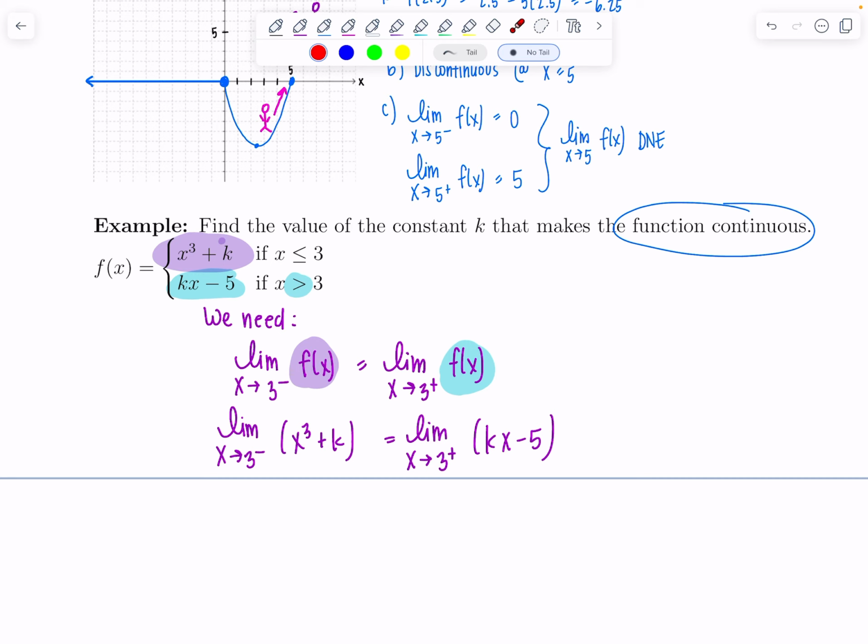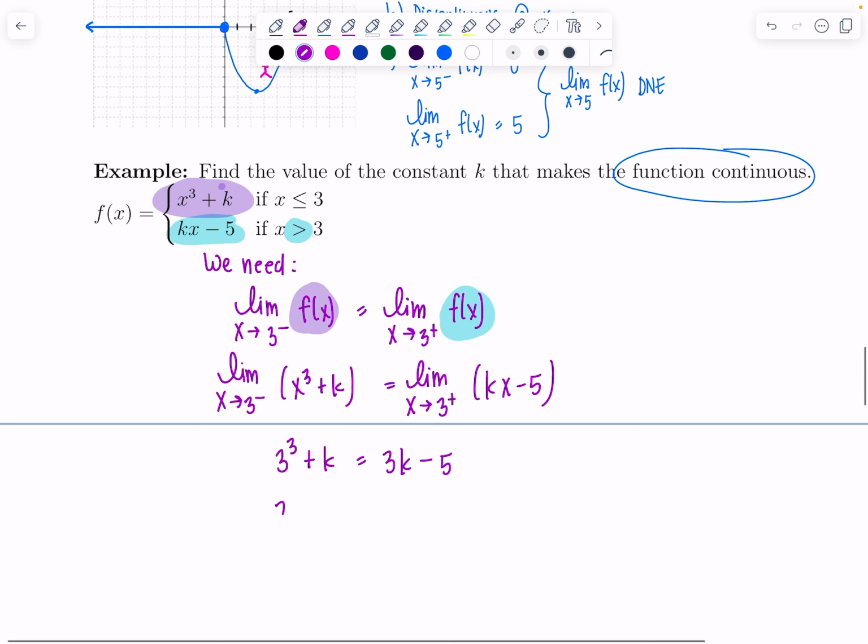Good? Now, how would you evaluate each of these limits? I mean, there's no reason we couldn't just use direct substitution. x is approaching 3. Now it doesn't matter if it's from the left or from the right. That just helped me pick the correct equation. I'm just going to simply substitute in 3 for x into the respective functions. So we'll have 3 cubed plus k equals k times 3. Let's write 3k minus 5. Good? All I did was substitute in 3 for x. Again, the left and the right just helped us pick which function goes where, but then you just simply plug in 3 for x into both.